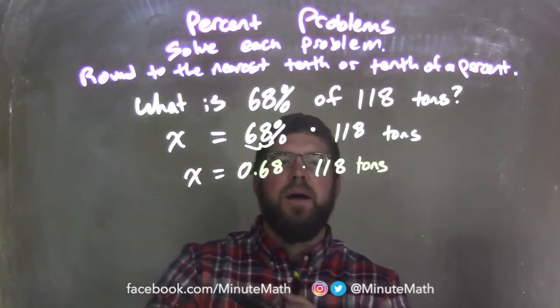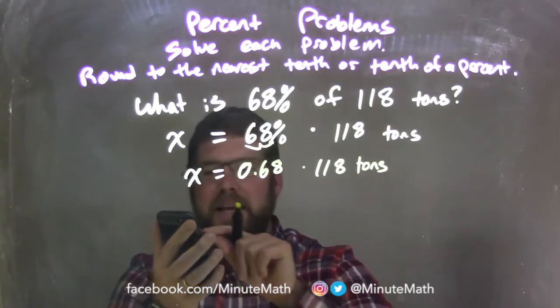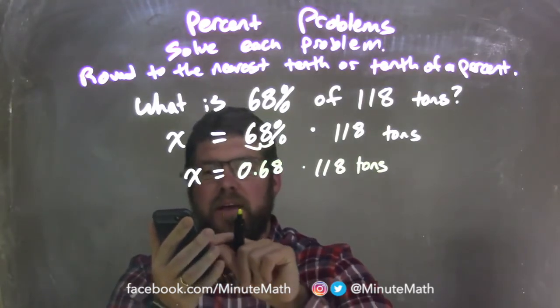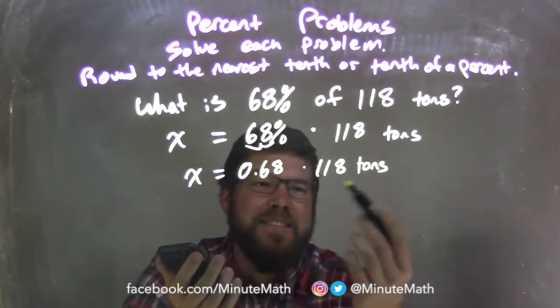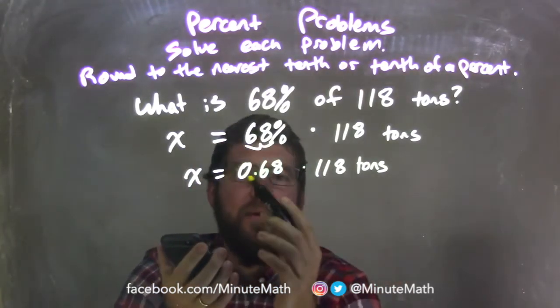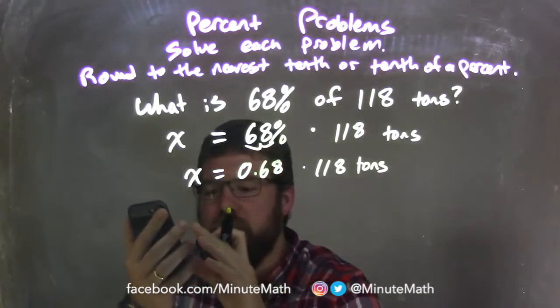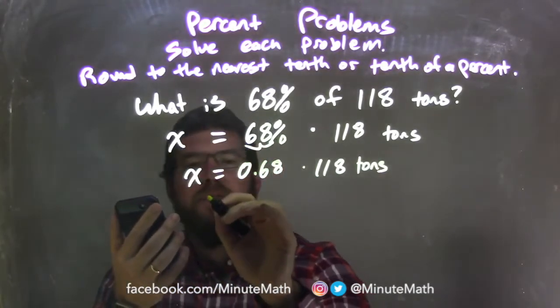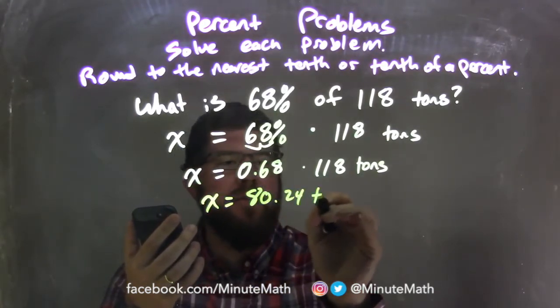Then from there, I use my calculator to multiply 0.68 times 118, and think to yourself, this number has to be less than 118, because we're multiplying by a number that's less than 1, or between 0 and 1. And it is, it's 80.24, so X is equal to 80.24 tons.